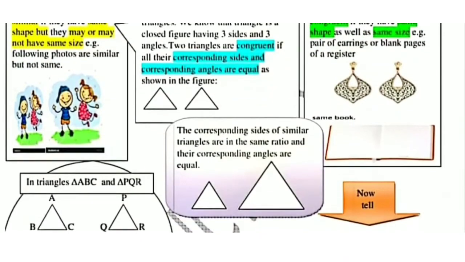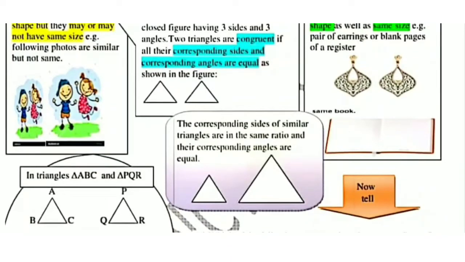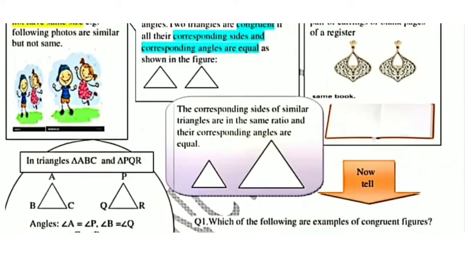So the corresponding sides of similar triangles are in the same ratio and their corresponding angles are equal. I am repeating, the corresponding sides of similar triangles are in the same ratio and their corresponding angles are equal.